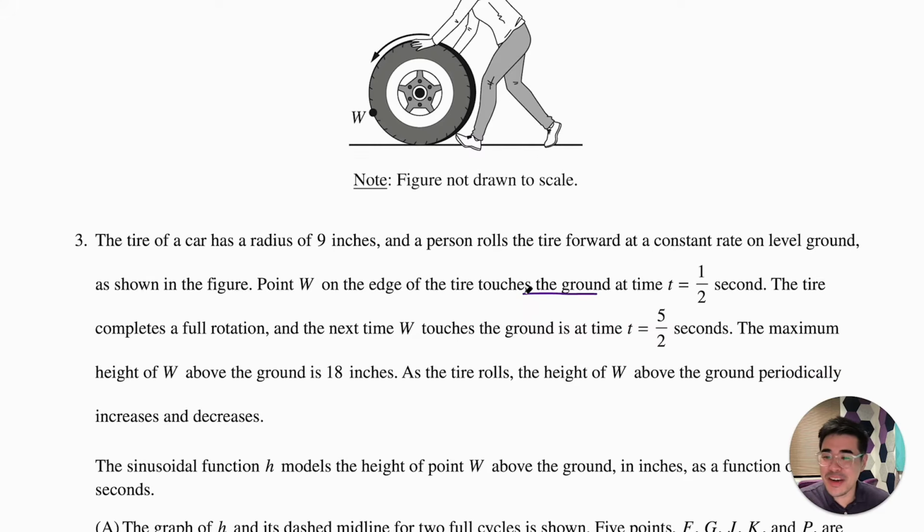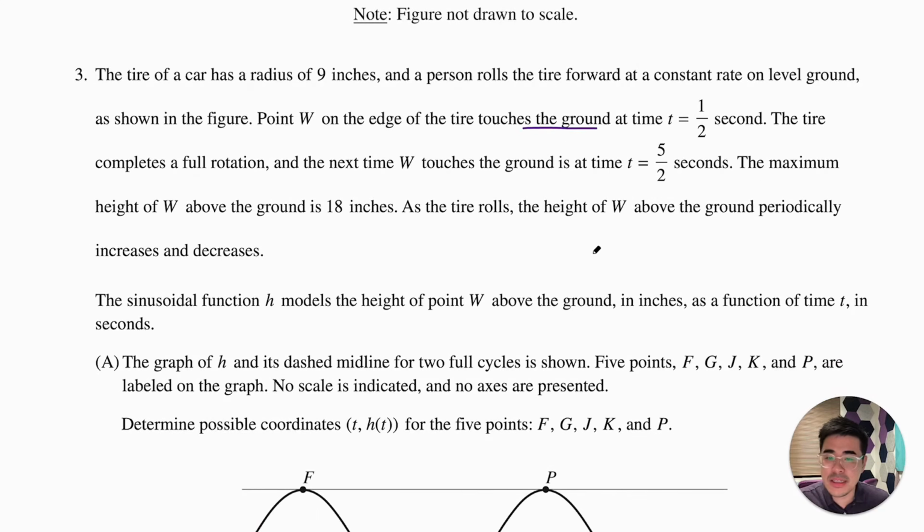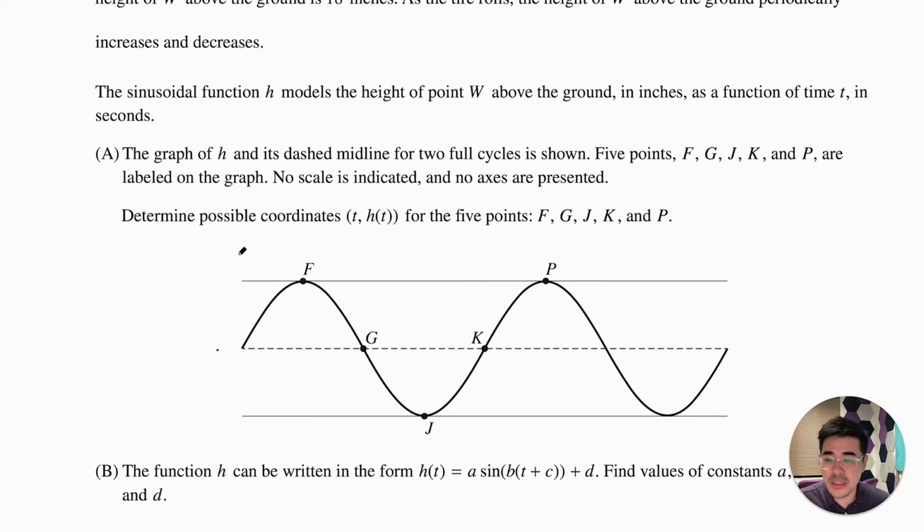It says, the tire of a car has a radius of 9 inches. A person rolls the tire forward at a constant rate on level ground, as shown. Point W on the edge of the tire touches the ground at time t equals half a second. The tire completes a full rotation, and the next time W touches the ground is at time t equals 5/2 of a second. The maximum value of W above the ground is 18 inches. As the tire rolls, the height of W above the ground periodically increases and decreases. So we want to model this function then.